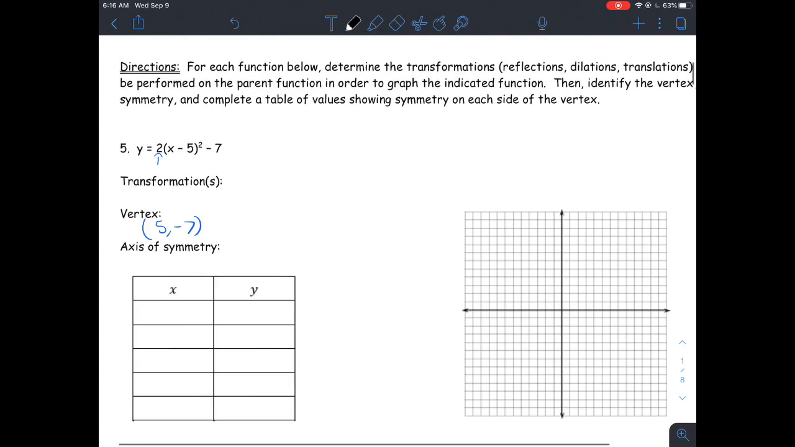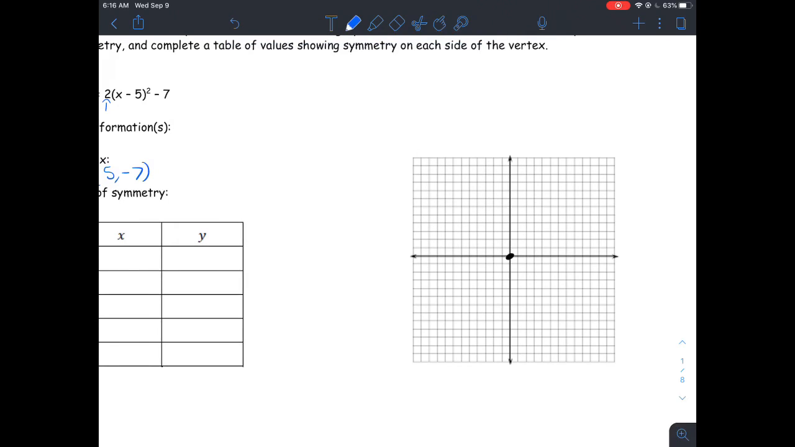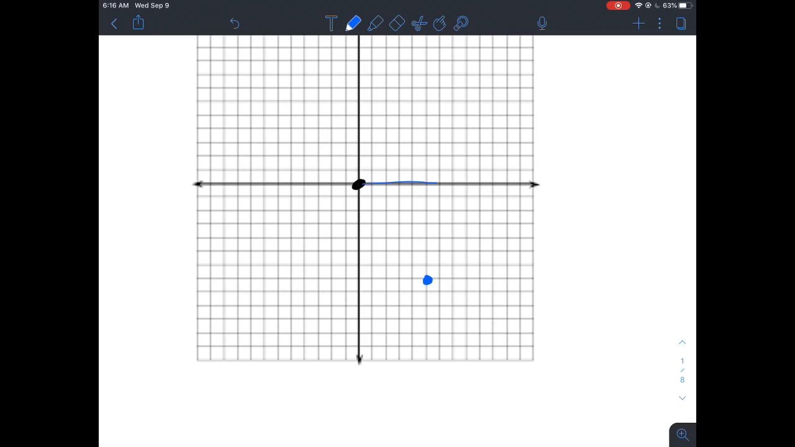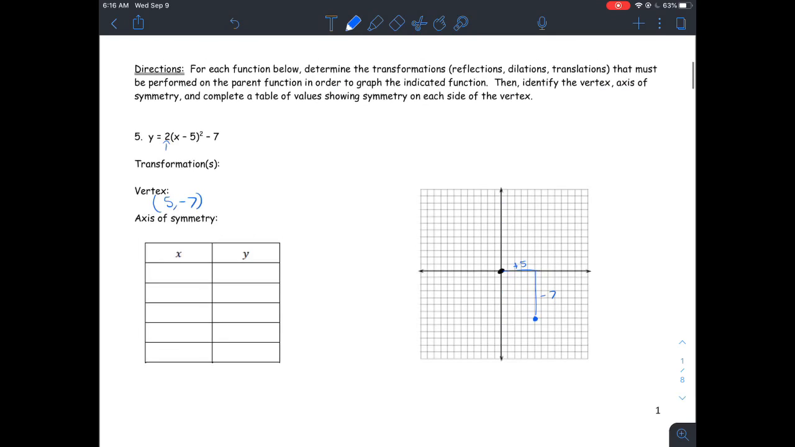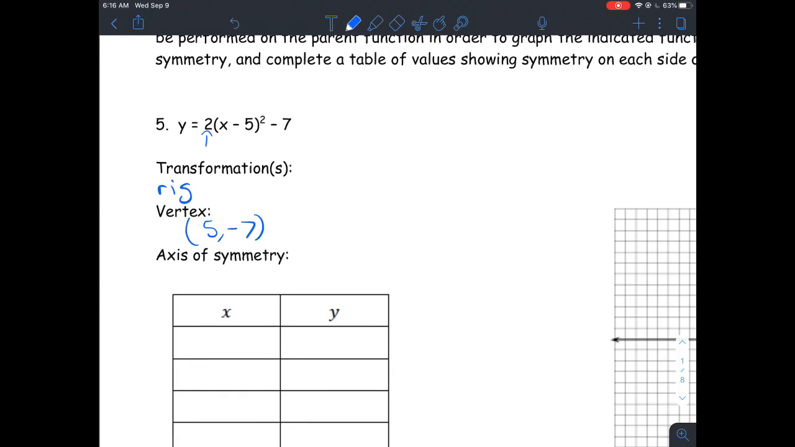So that's the vertex. So I want you to think about if we started at 0, 0, and now we are at 5, -7. 1, 2, 3, 4, 5. 1, 2, 3, 4, 5, 6, 7. We're there now, right? So what happened? Well, we went +5, down 7. So you could say we went to the right 5, down 7. All right. And then also we can look at our a value, right? Our a value, the absolute value of 2, is bigger than 1. So this one's going to be a stretch. You could say, if you wanted, stretch by a factor of 2.